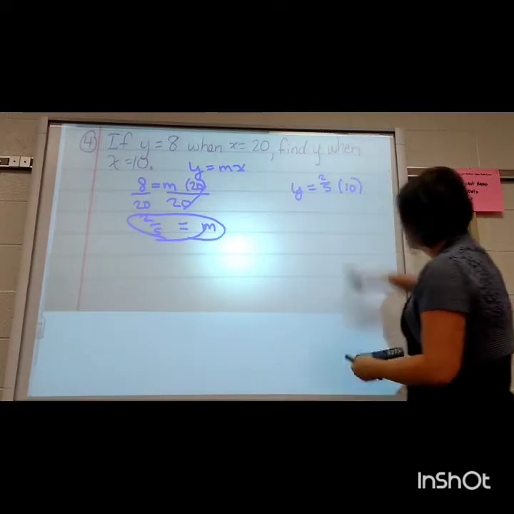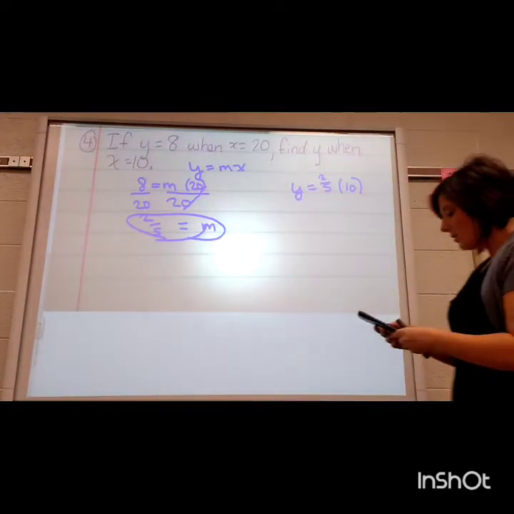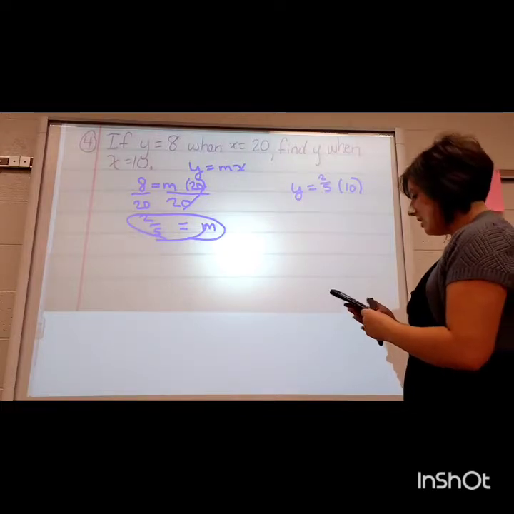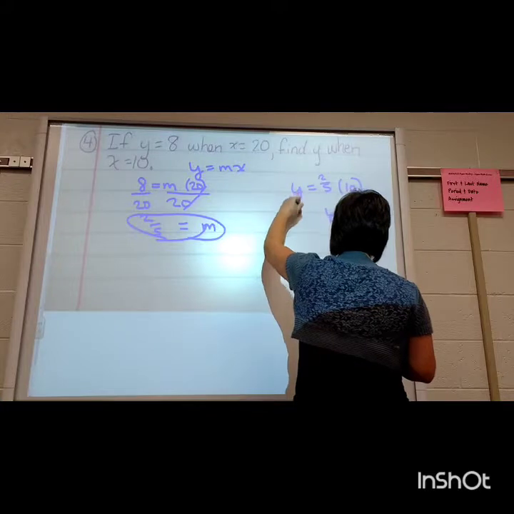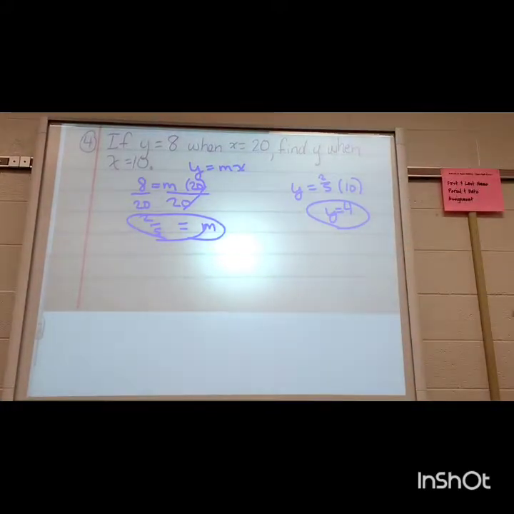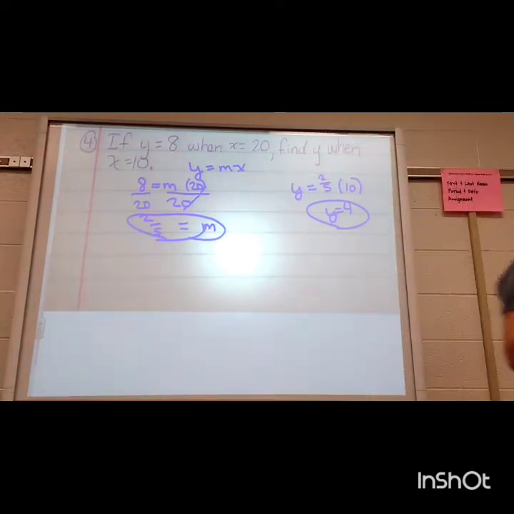Since we're not solving over here, we literally just multiply. So take your calculator and do 2/5 times 10, and I got the answer y equals 4. And that's it. So we found m was 2/5 and y equals 4. We can do it again with the goal sheet up top.